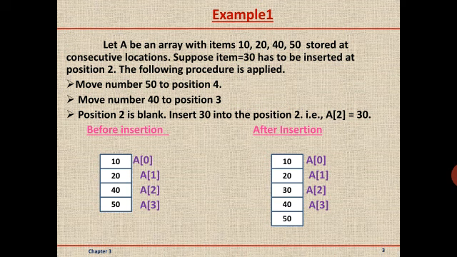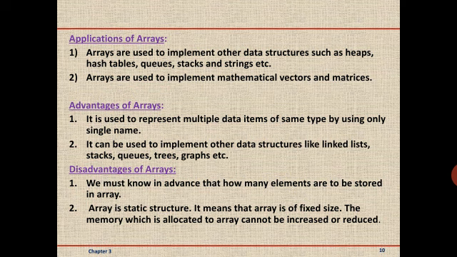Then we have some advantages of arrays. The first advantage is that it is used to represent multiple data items of the same type by using only one single name. The second advantage is that two-dimensional arrays are used to represent matrices. And one more thing is that arrays are also used to implement other data structures like linked lists, stacks, queues, trees, and graphs.